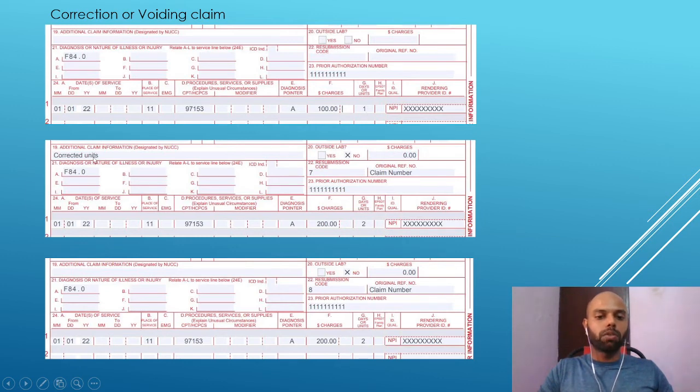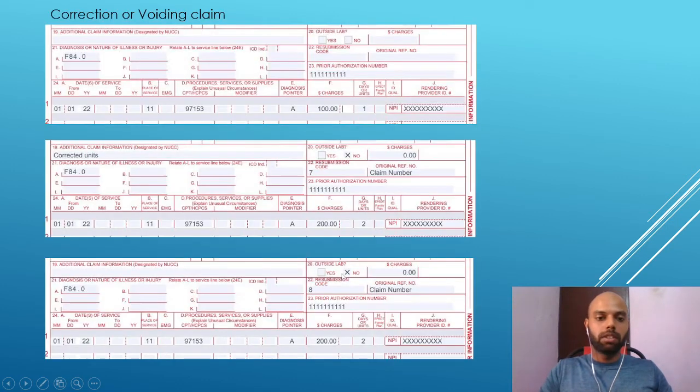If we want to correct the units, we have to mention corrected claim in box 19, then resubmission code 7 in box 22, and we have to mention the claim number from the EOB. And I have changed the units to 2. Previously it was 97153, 1 unit. Now I have changed the units for 97153 to 2.